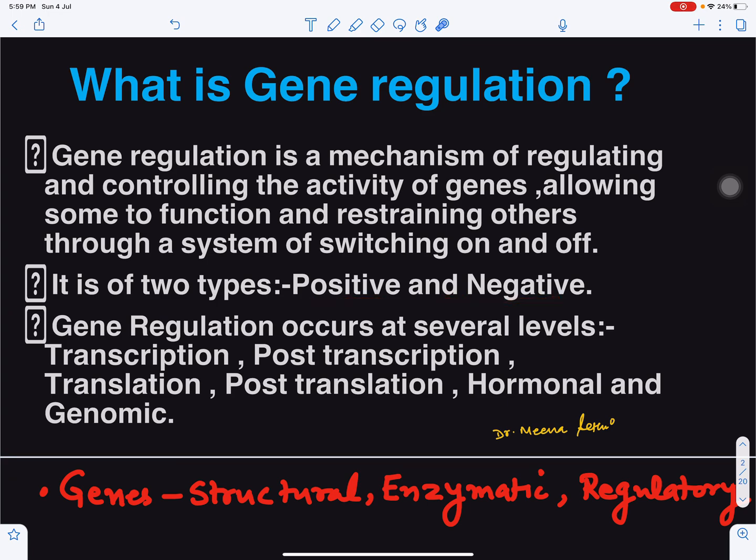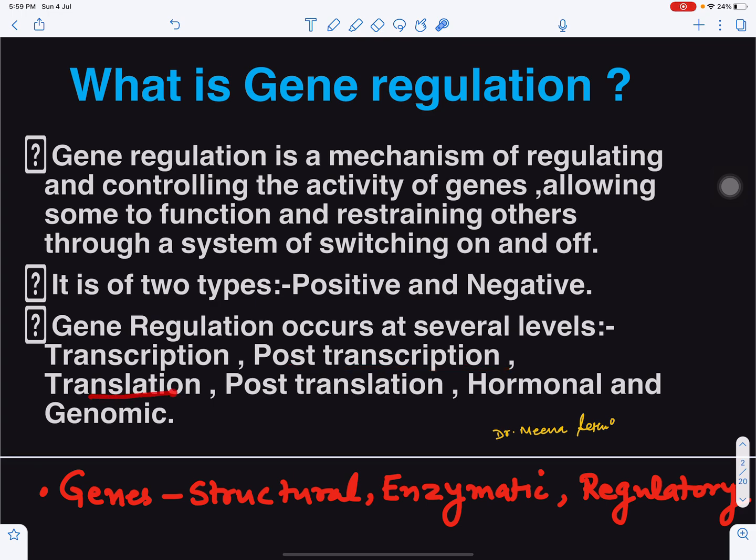Now, regulation of the genes can occur at the formation of the RNA, called transcription, or after the formation of the RNA, when modification occurs. This is called post-transcription. Like if RNA has been produced and this has to be converted into messenger RNA, on one side a cap will be added, on the other side a tail will be added. So this is called post-transcriptional modification.